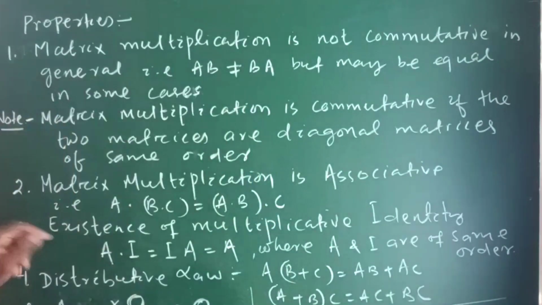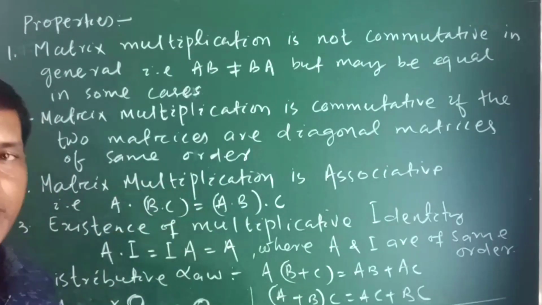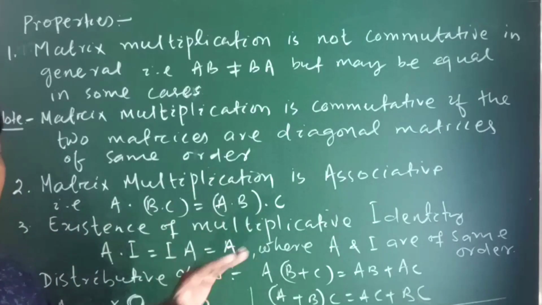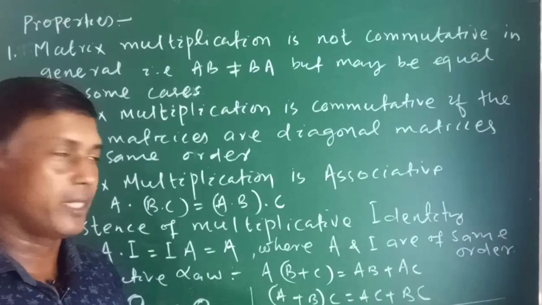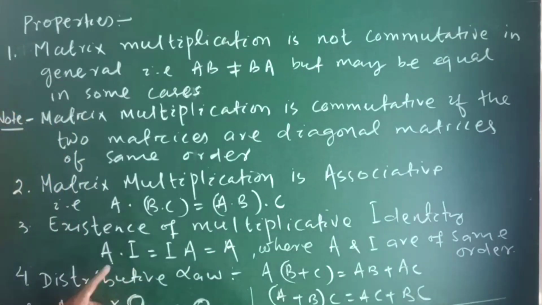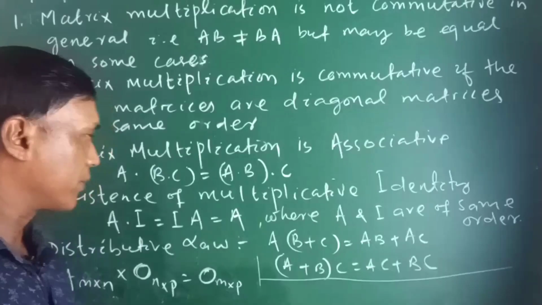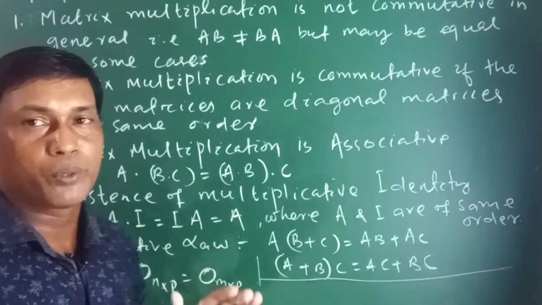And next, matrix multiplication is associative. तो दिस ओबेज एसोसिएटिव प्रॉपर्टी, meaning A into BC is equal to AB into C. Associative law. Next is the existence of a multiplicative identity. Multiplicative identity means A into identity matrix is equal to A, identity matrix into A is also A, where A and I have the same order. A is a square matrix, I is a square matrix, and the order of these two matrices is the same.